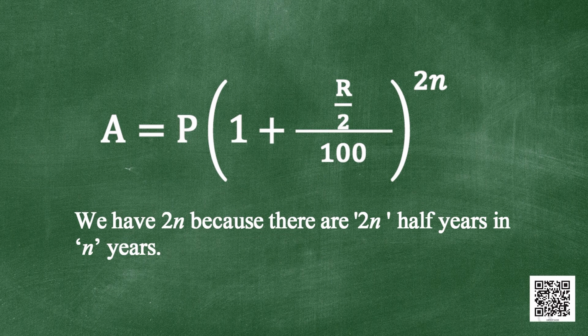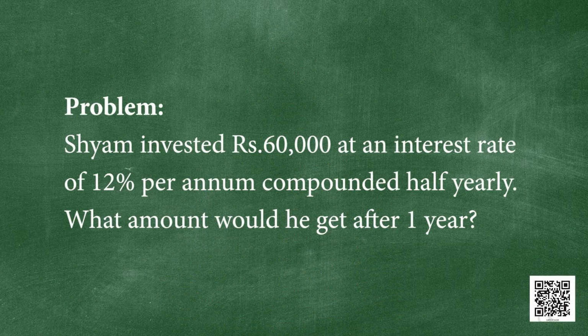So, we obtain the following formula to calculate the amount for the above data. So, A is equal to P times 1 plus R by 2 divided by 100 whole to the power of 2n. We have 2n because there are 2n half years in n years. Students, let us take up a problem to check how this formula works. The problem goes like this.